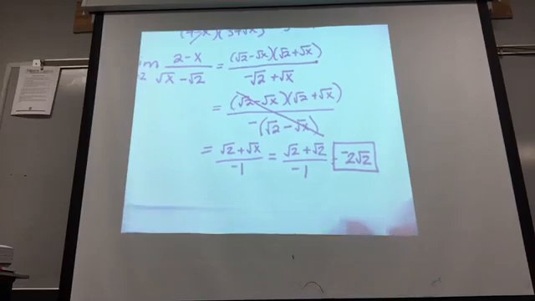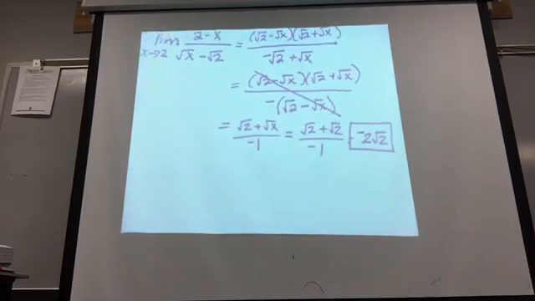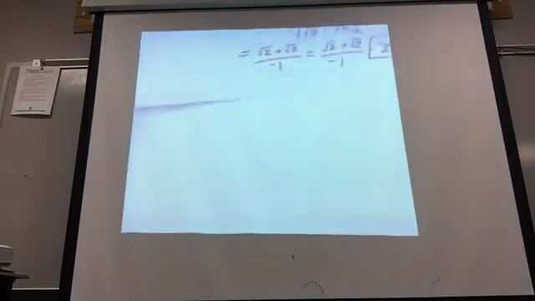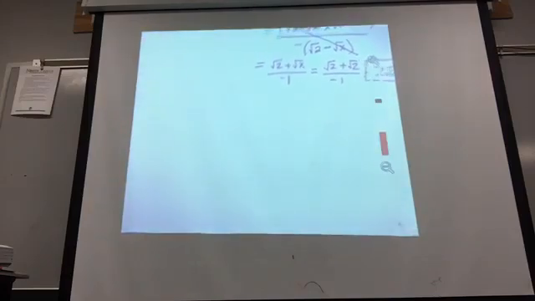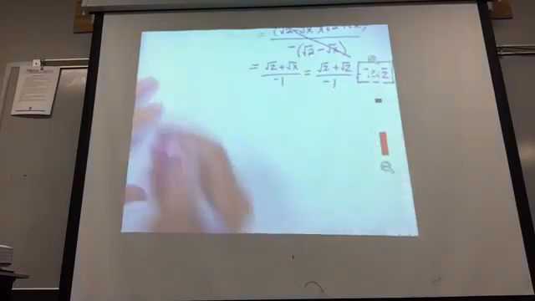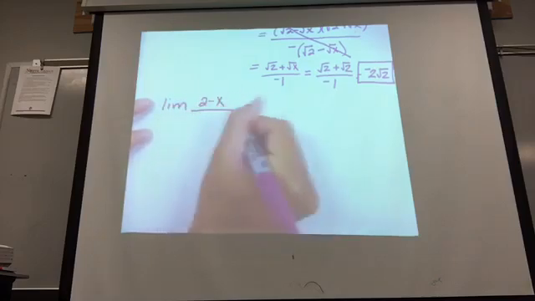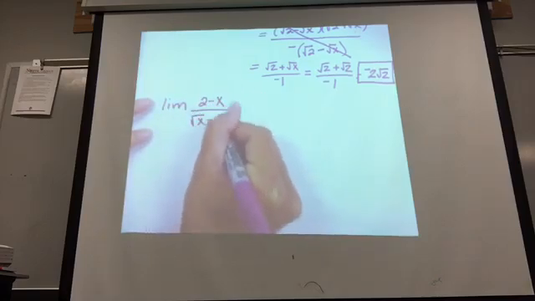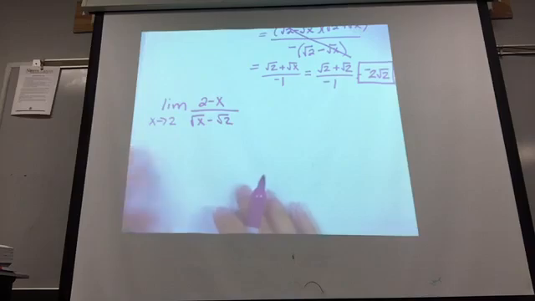Alright, we'll do the same one by the conjugate now, because some of you may see the factoring method better, and some of you may see the conjugate method better. Alright, so same problem. The limit of 2 minus x over the square root of x minus the square root of 2 as x approaches 2.